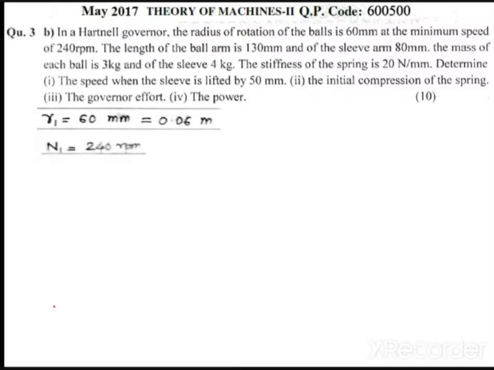Chalo. In the Hartnell governor, the radius of rotation of the ball is 60 mm. So R1 is given at minimum speed. They have said at minimum speed N1 is equal to 240 rpm.